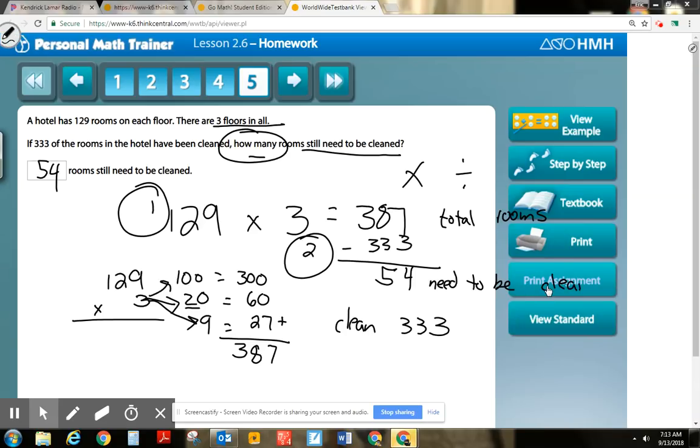These two-step problems are a little challenging because lots of times we just want to do the first step. We multiplied correctly, and then lots of times we just want to put that answer in there. But that wouldn't make any sense. 387 rooms still need to be cleaned? Well, they already cleaned a whole bunch of them, so that doesn't make any sense. So make sure that you're always answering the question.